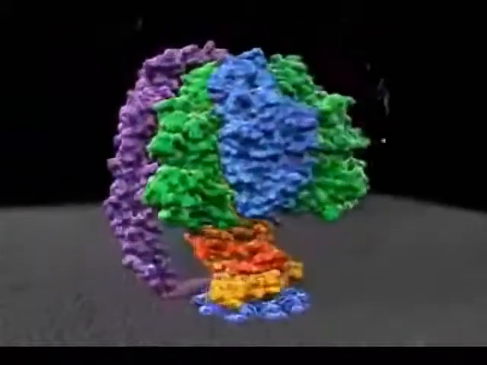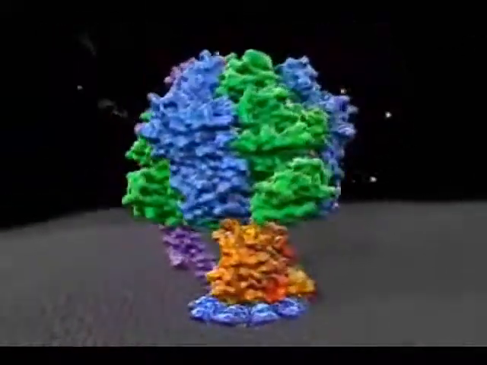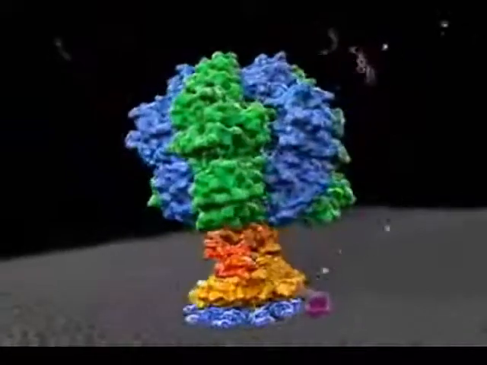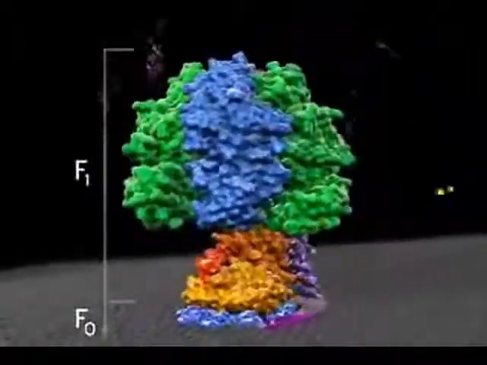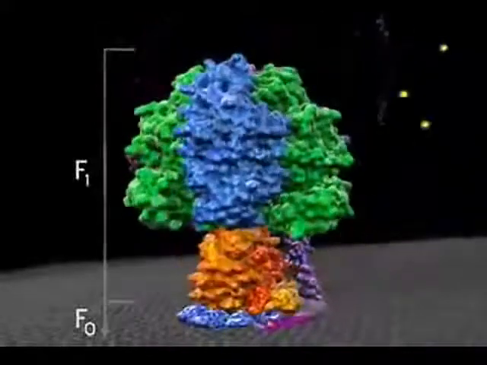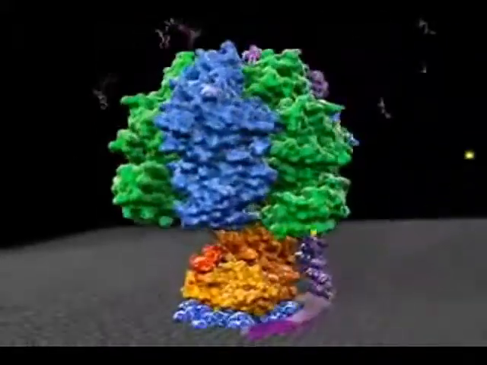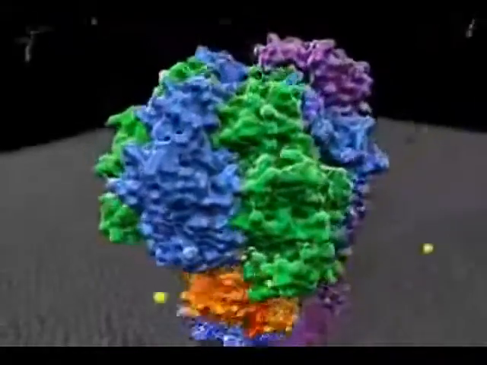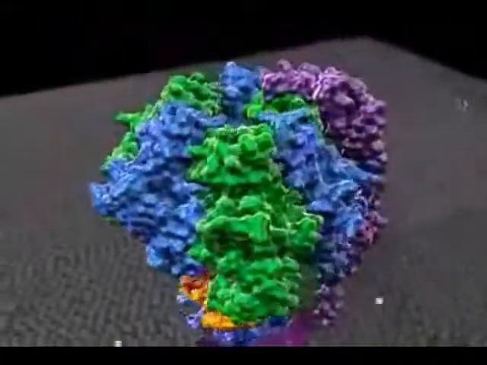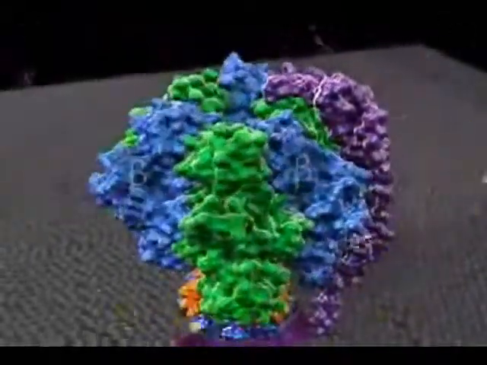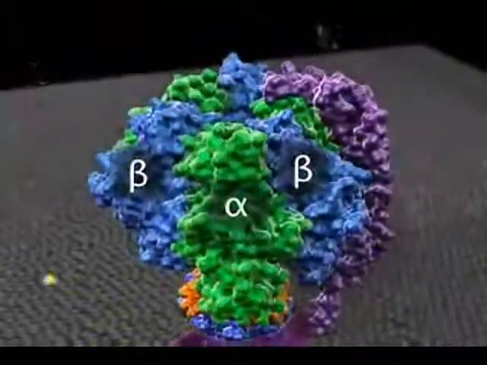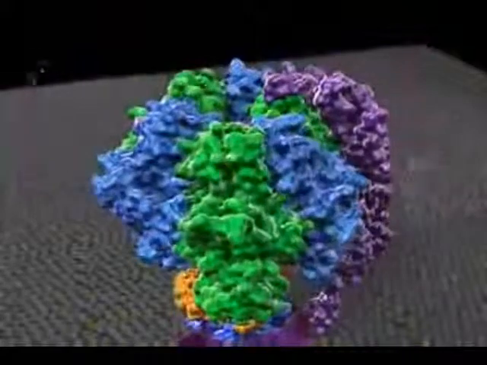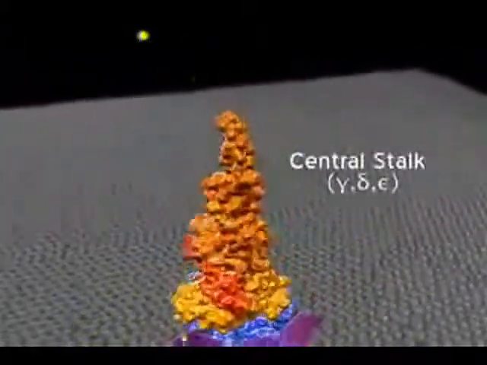Anchored in the inner mitochondrial membrane, the ATPase is divided into two main domains, the F0 domain embedded in the membrane and the adjoining F1 domain shown here above the membrane. We will focus first on the F1 domain, the site of ATP synthesis. There are 3 alpha subunits shown in green and 3 beta subunits shown in blue. These surround a rotating central stalk composed of the gamma, delta, and epsilon subunits.